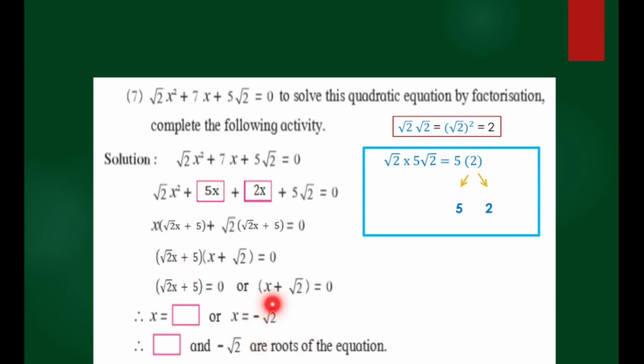Now from the second we get x equals minus root 2 after transferring this root 2 to the right hand side. So here also we have to transfer this plus 5 to the right hand side and then divide by root 2. So we get minus 5 by root 2 as the value of x. So in the first box we write minus 5 by root 2 and the second value is minus root 2, which is already given. So minus 5 by root 2 and minus root 2 are the roots of the equation. So in this way we complete the activity 7.